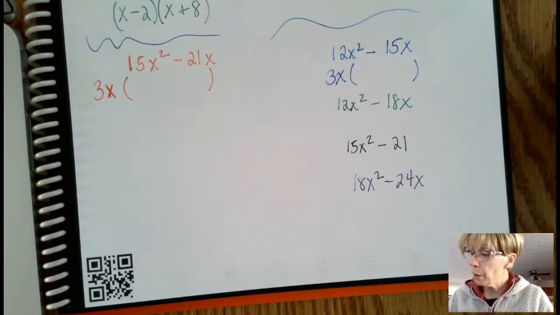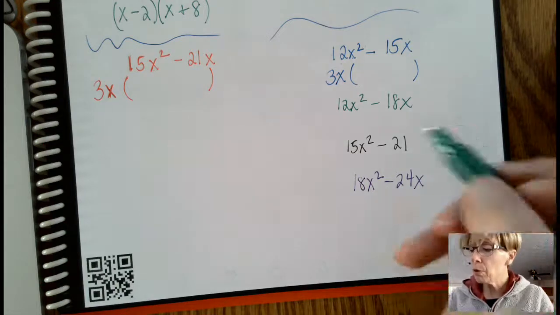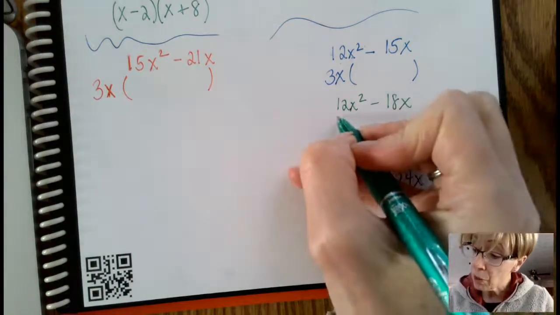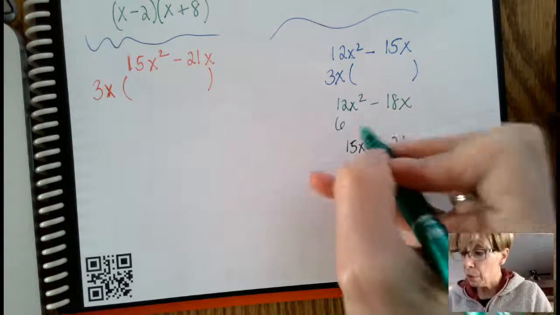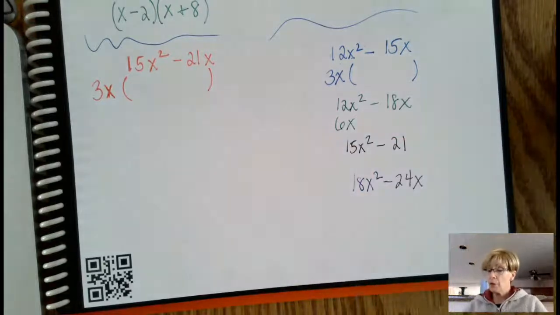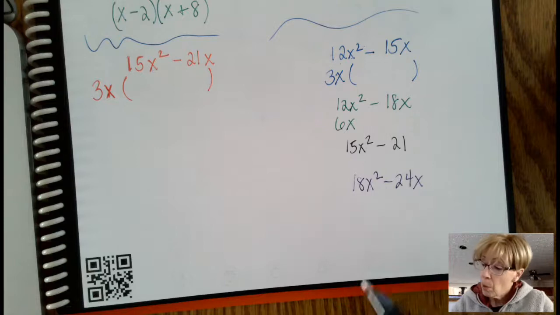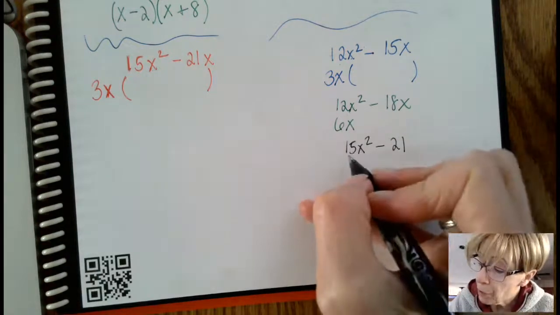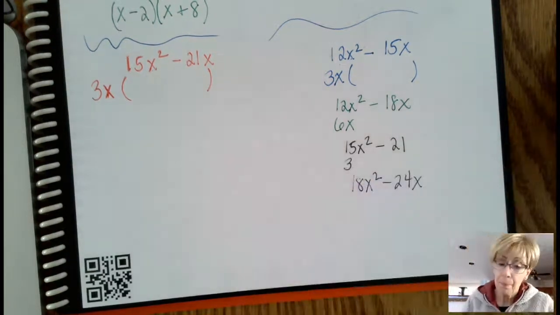I just do want to try one more here. I'll do the next one. Between 12 and 18, the biggest number that divides into both 12 and 18 is 6. So it's definitely not that one. It would be 6x for our greatest common factor. And between 15 and 21, the biggest number that divides into both 15 and 21 is 3.